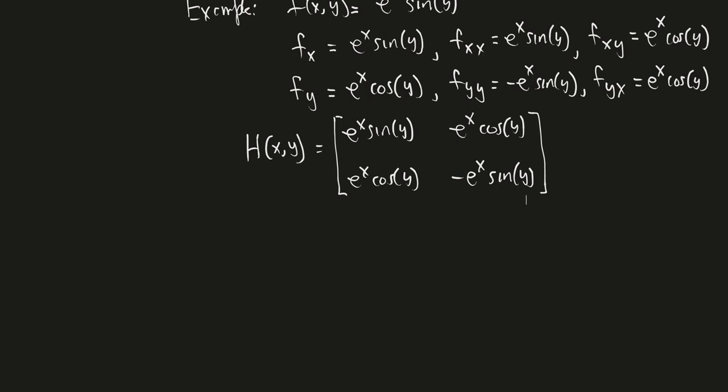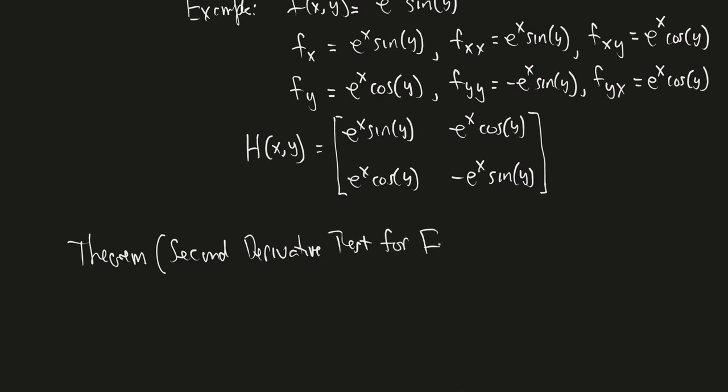It's not something that we can prove. It requires some advanced calculus techniques. So we're going to state our theorem. And basically what this theorem is, it is the second derivative test for functions of two variables, right? And it's going to allow us to classify all these interesting high points, low points, and saddle points.